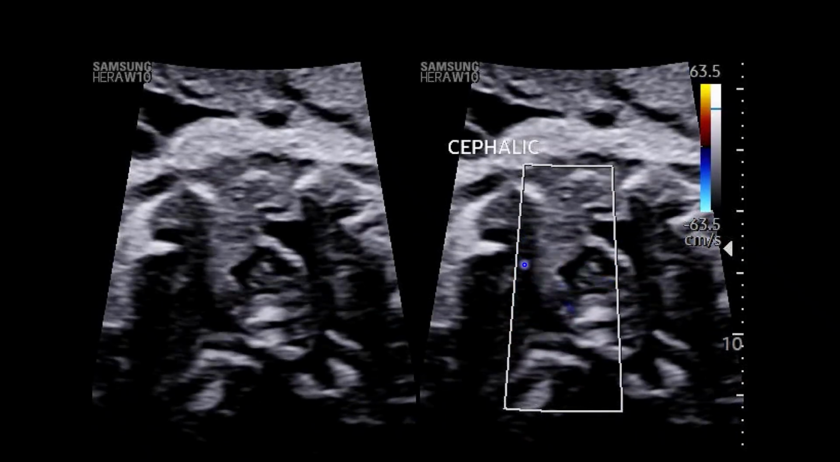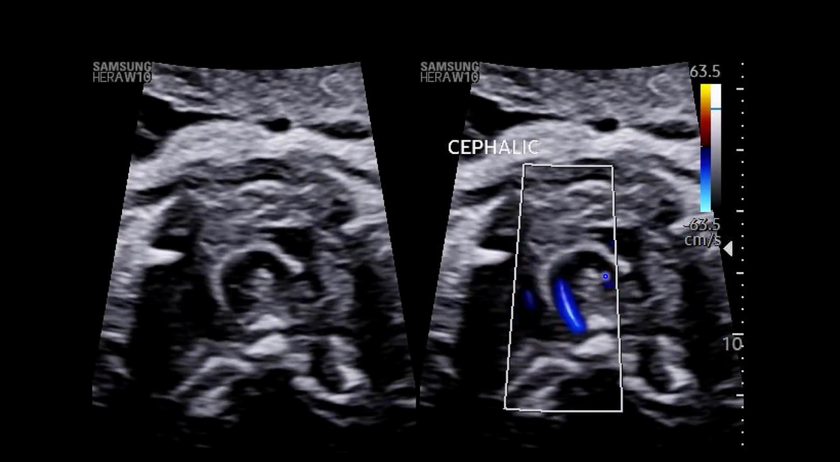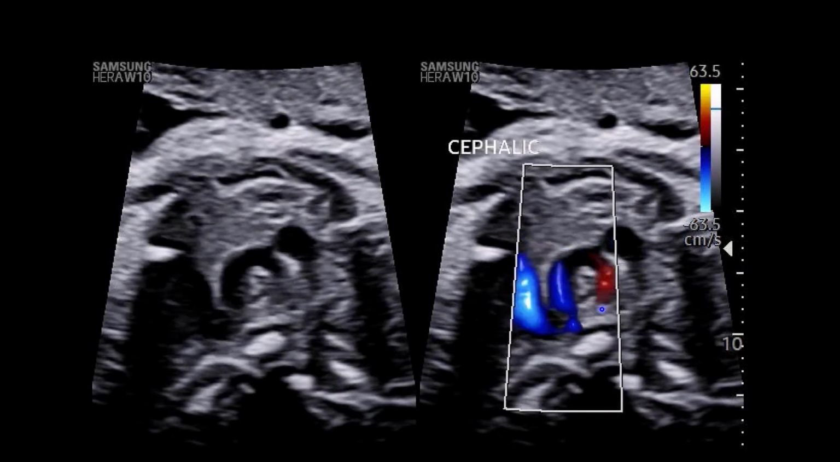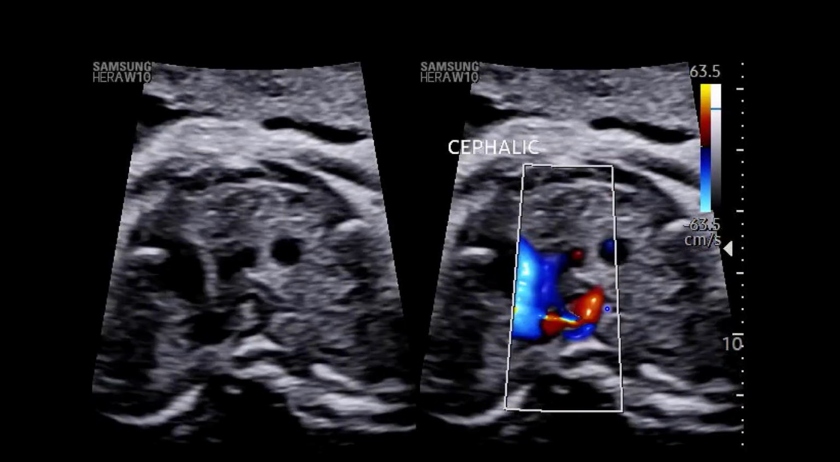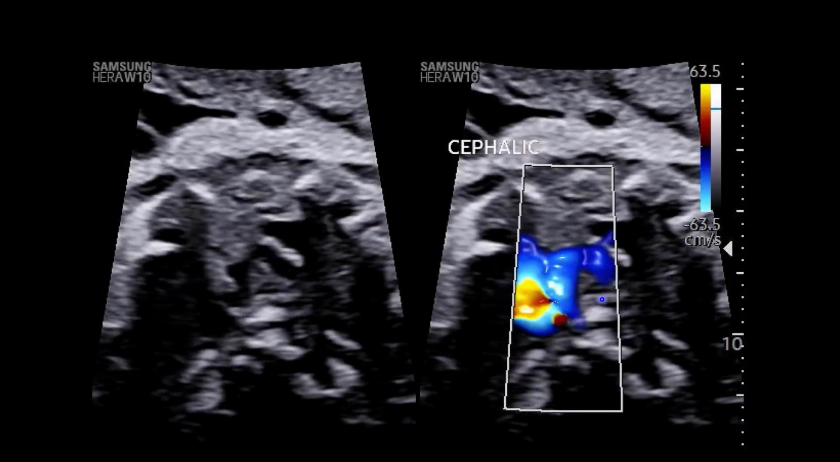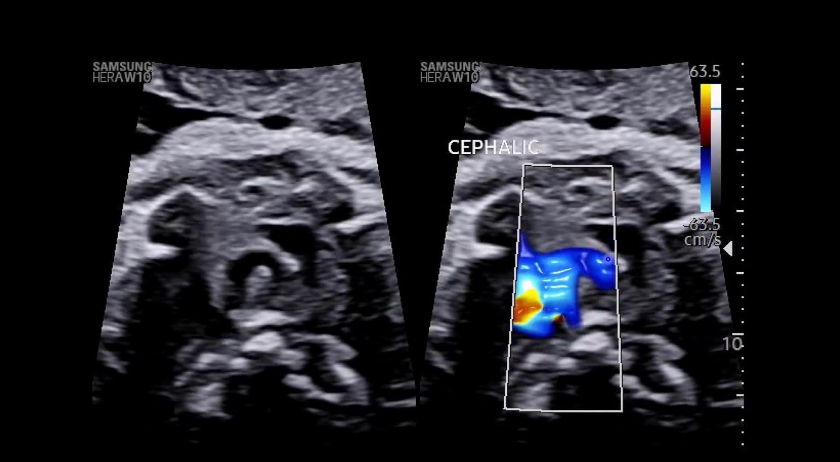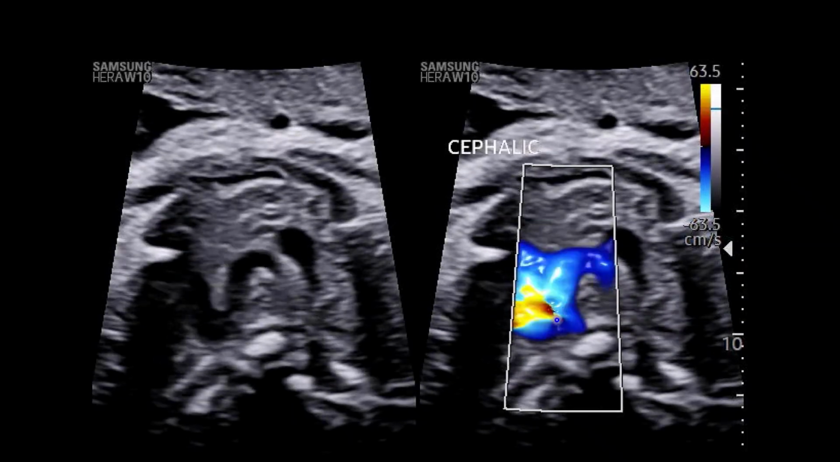Better look at that. You can see that there is bidirectional flow in this right-sided aortic arch, which is not uncommon. When you have a hypoplastic arch, you'll have, in many cases, bidirectional or reversed flow in that smaller arch. And so in this case, we have a smaller right arch, a dominant left arch.